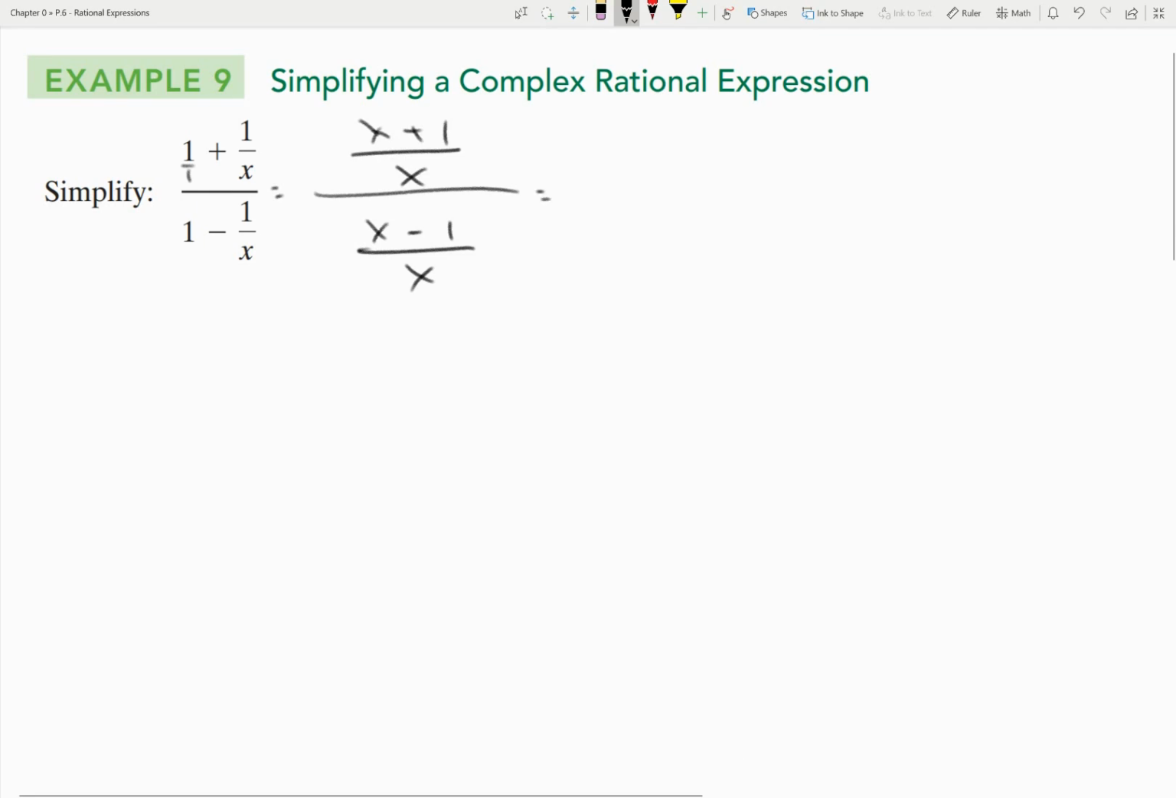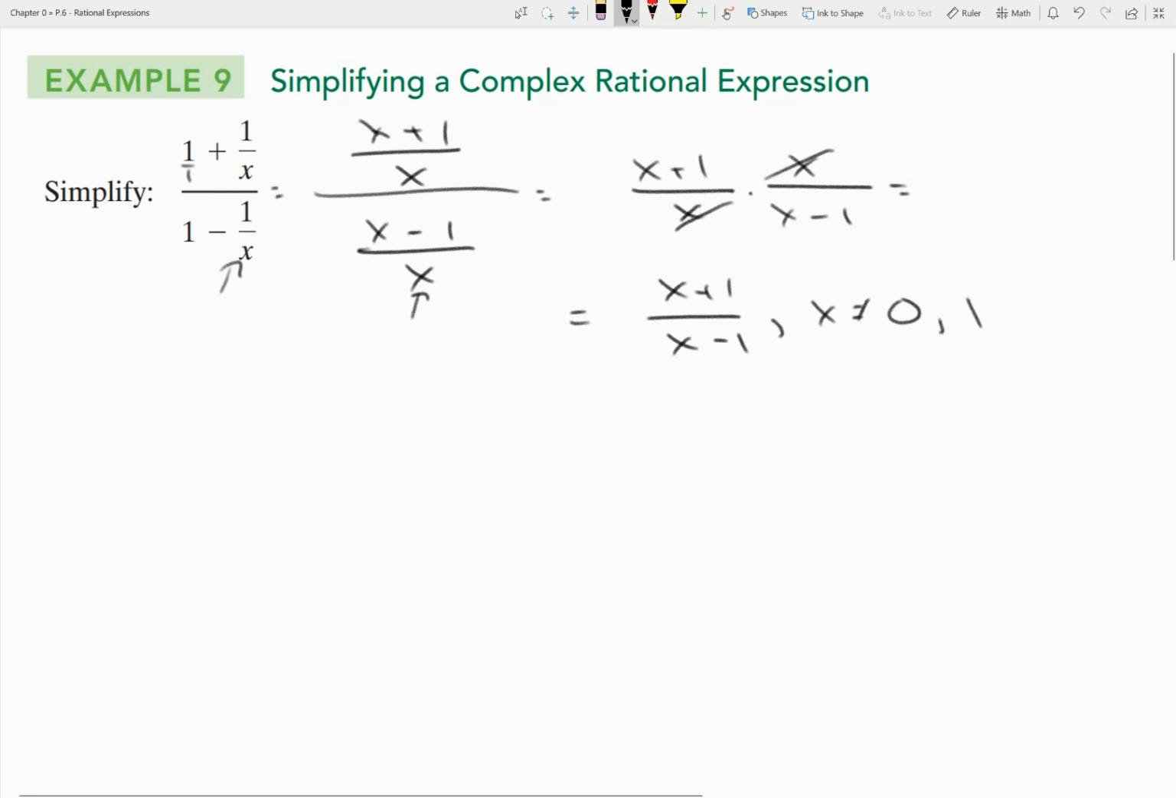So then this is division. So we can take the numerator times the reciprocal of the denominator. The x's cancel, and we're left with, let's go down here, x plus 1 over x minus 1, comma, x is not equal to anything that was in any denominator anywhere in this problem, and so we get a 0 for the x and a positive 1 for this denominator. Okay? So that is the first method.